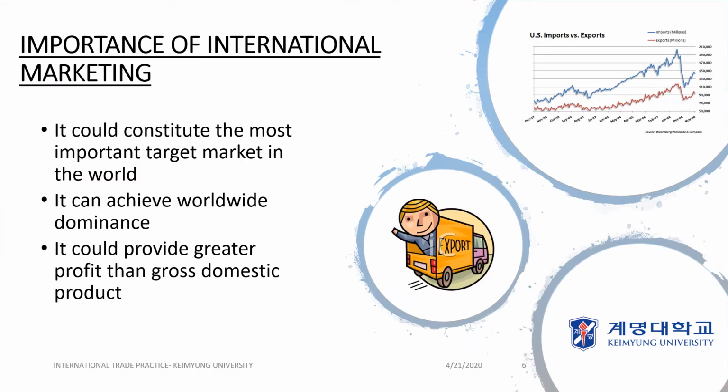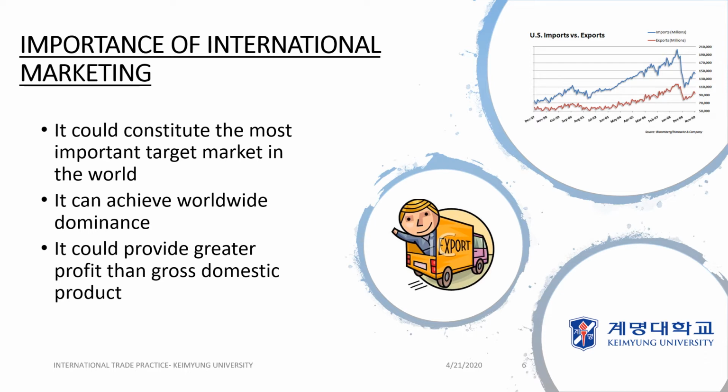What do you think are the reasons that encourage an international firm to go global or to go across the country? The importance of international marketing is, first, it could constitute the most important target market in the world. You can find new markets and new potential buyers for your products.